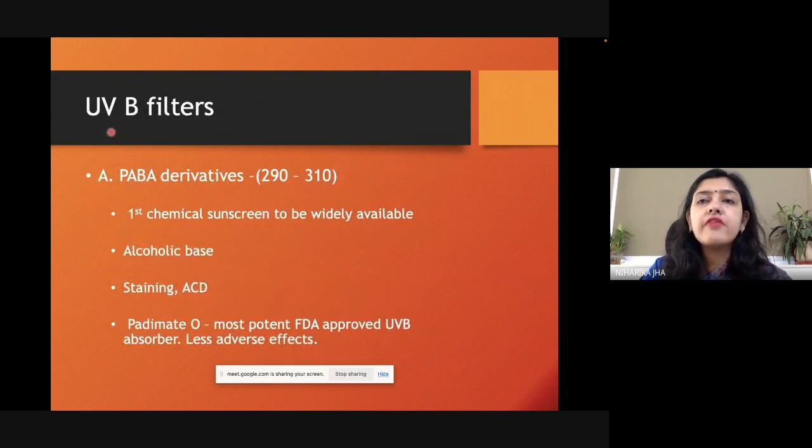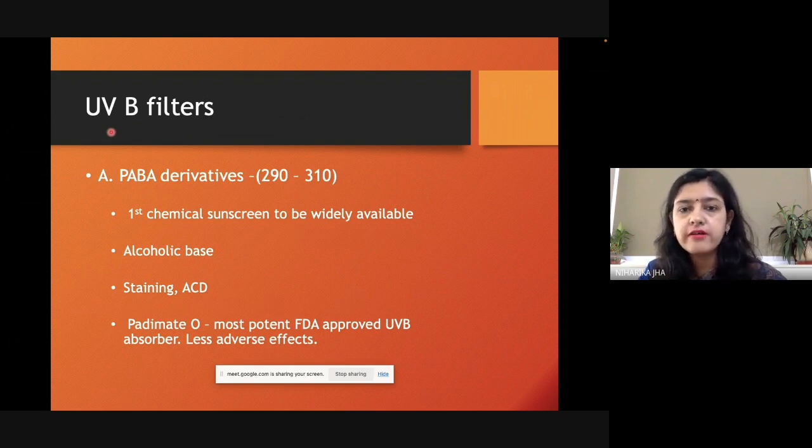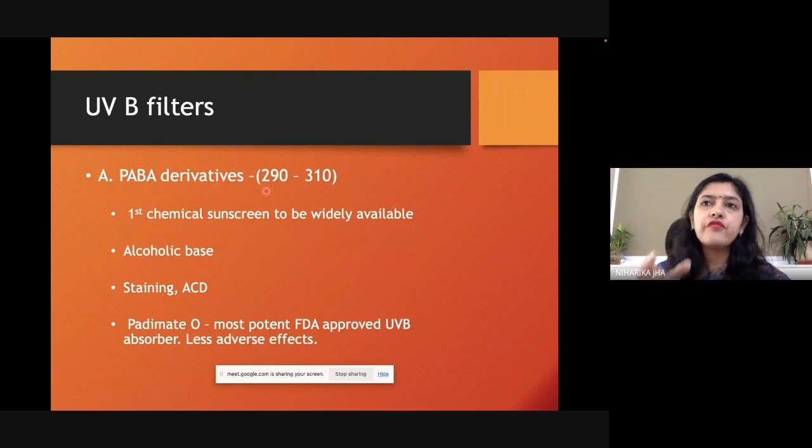Talking about the various types of UV filters, there are two types of UV filters, UVB and UVA filters. So UVB filters, as the name suggests, protect us mostly from the UVB radiation, and UVA filters protect us from UVA radiation. What are the different types of UVB filters? The first one is the PABA. So it usually provides protection in between the wavelength of 290 to 310 nanometer. In fact, it was the first sunscreen to be widely available.